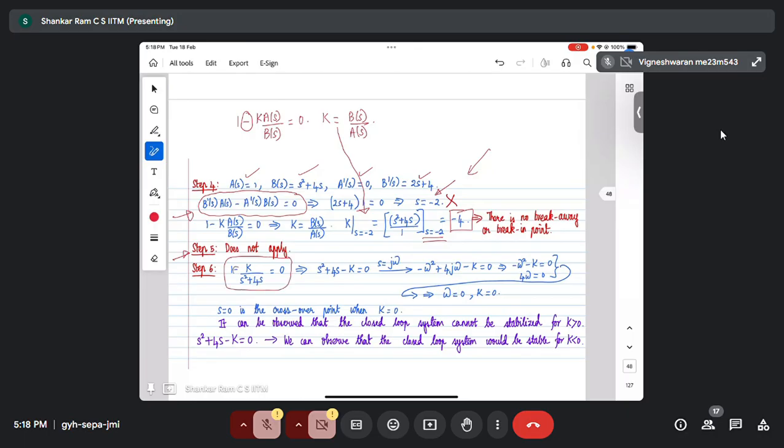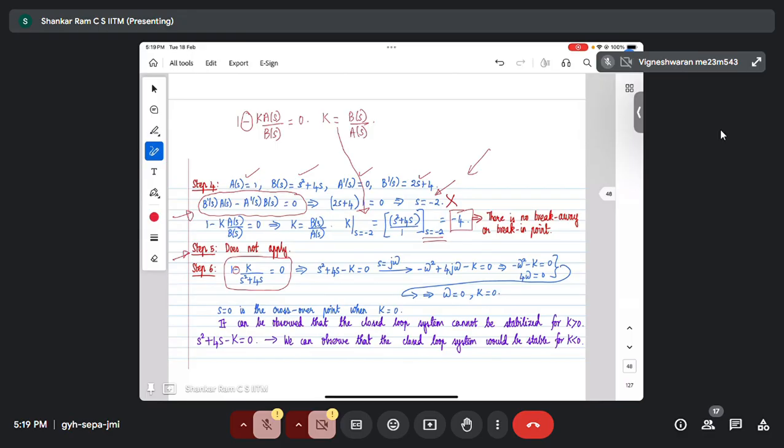By the way, why does step 5 not apply? Let's recap quickly to make sure all of us remember. Why does step 5 not apply here in this problem? What was step 5? The angle of departure or arrival, right? So for that reason, it will not be applicable. Step 5 is calculating the angle of departure from complex open loop poles or angle of arrival at complex open loop zeros. But we do not have complex open loop poles or complex open loop zeros in this problem.